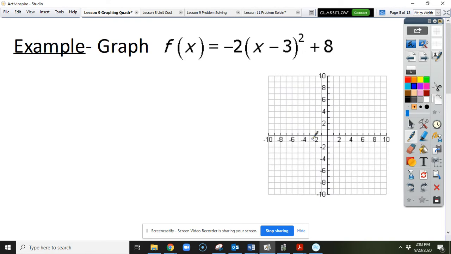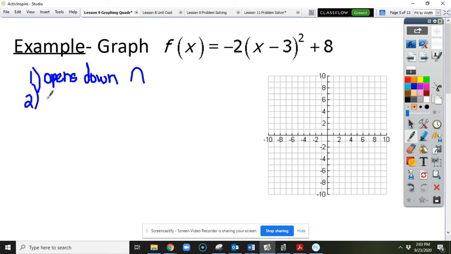So let's go ahead and try one together. So we can see this equation, f of x equals negative 2 times the quantity x minus 3 squared plus 8. So the first thing I want to do is decide if this parabola opens up or down. I look at that negative out front and I can tell that this is going to open down. So already I have a picture in my mind of a parabola looking like that.